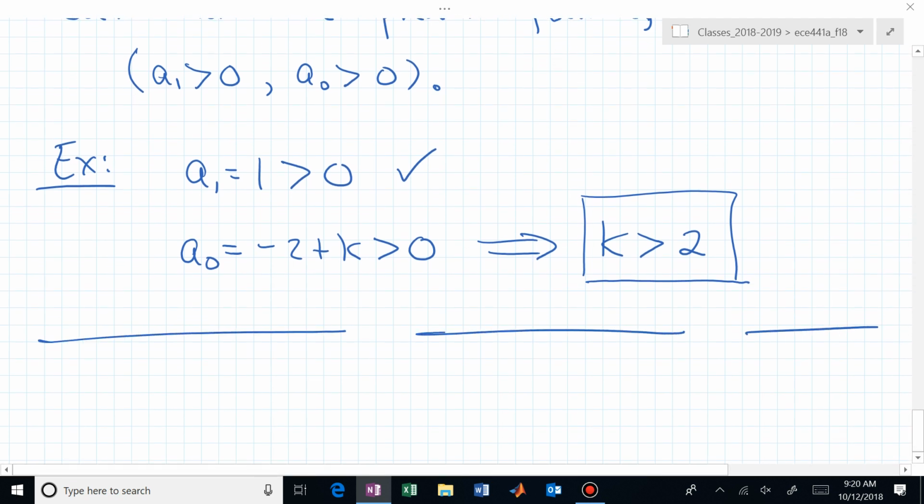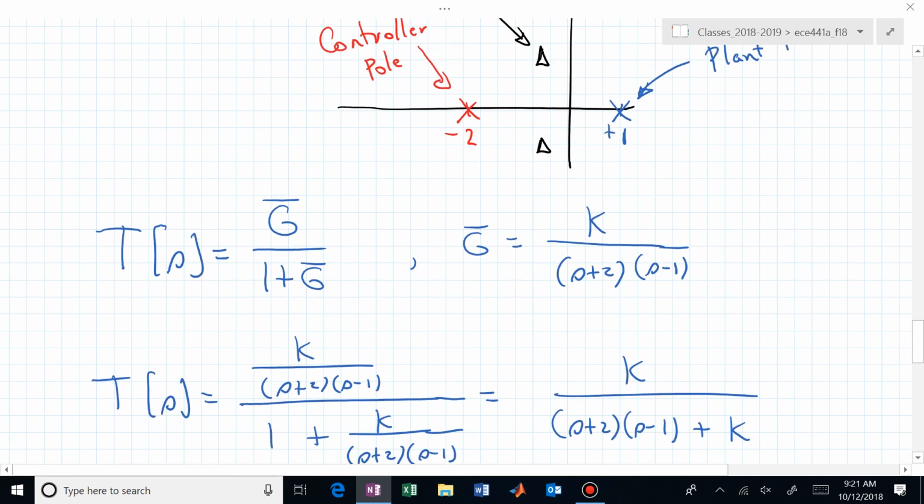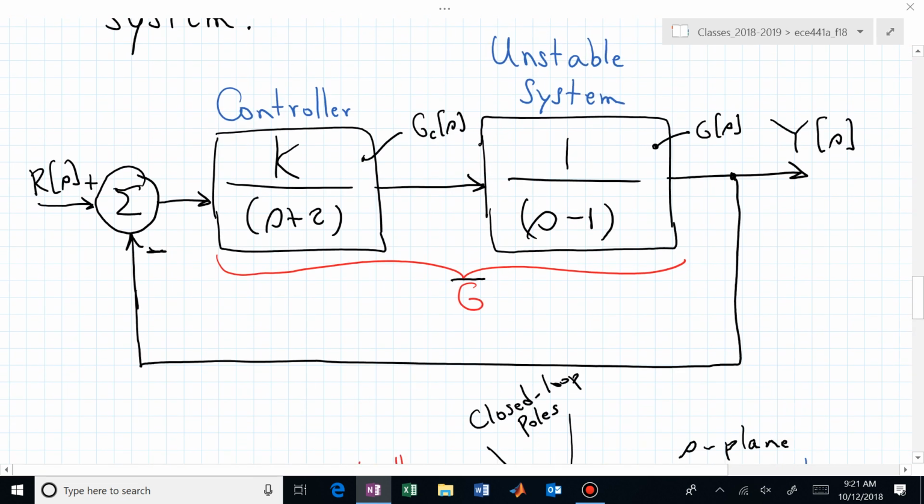So now we've done a design of a system. We've built a controller for an unstable system, and we've stabilized the system in the closed loop. We just need to pick a k, and we obviously need k to be bigger than 2. 2 is going to be right on the boundary of stability.